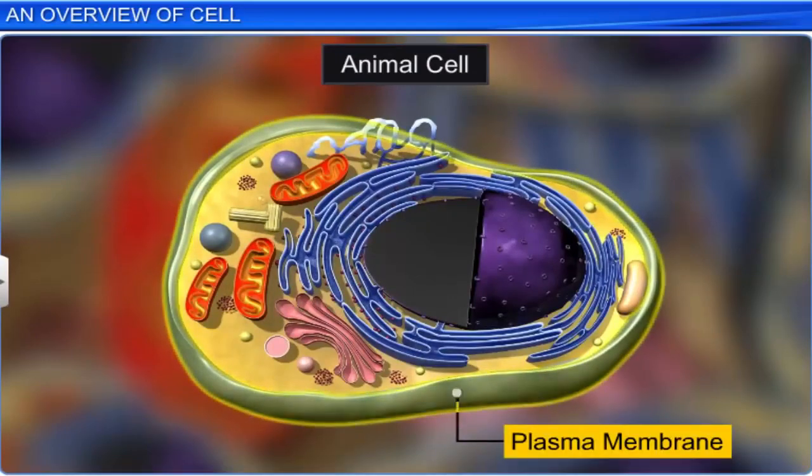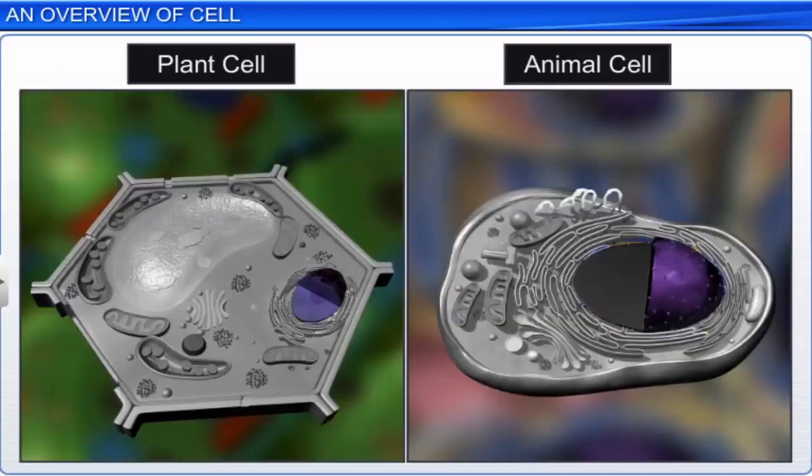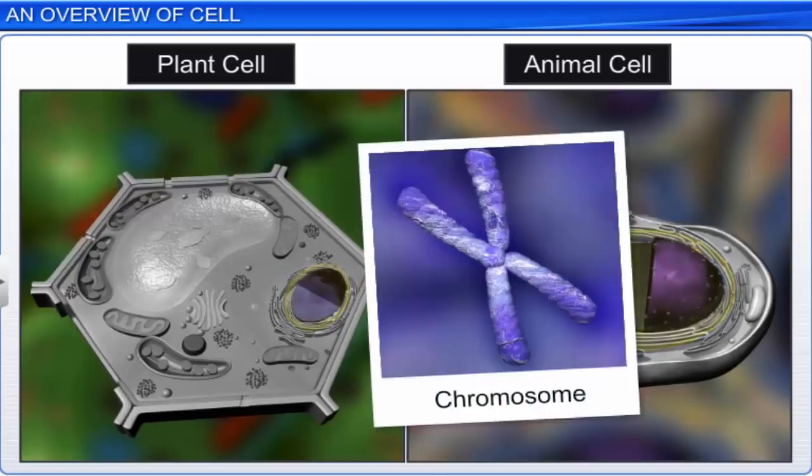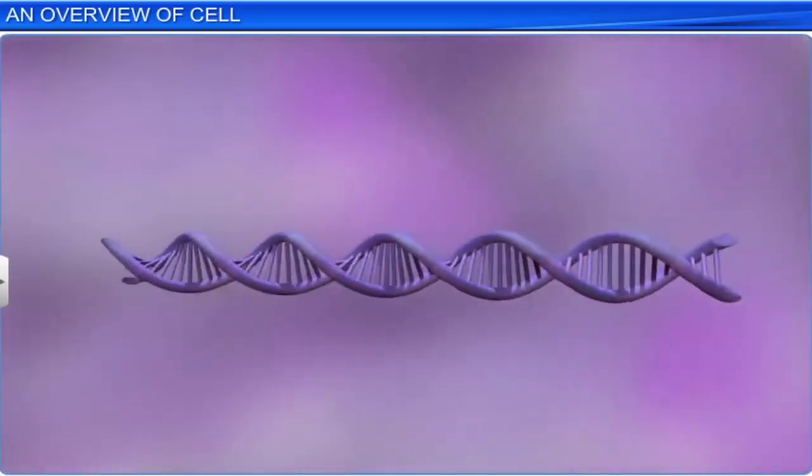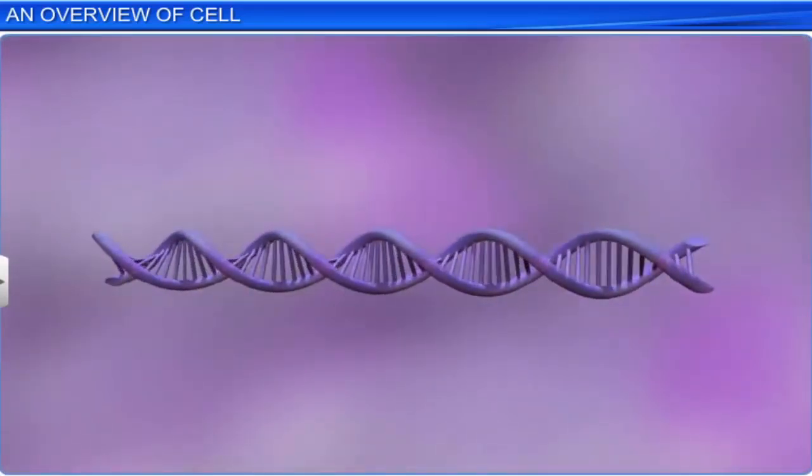Both animal and plant cells have a dense and spherical structure called the nucleus, which contains thread-like structures called chromosomes. Each chromosome is made of deoxyribonucleic acid or DNA, which stores the genetic information of the organism.